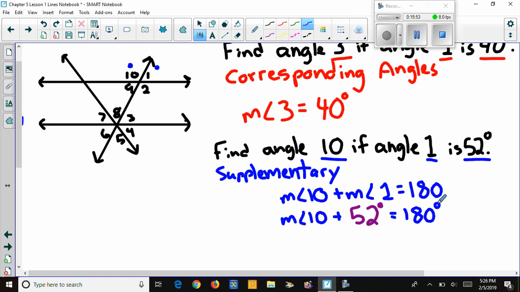In order to figure out what angle 10 is, I now need to subtract 52 degrees on both sides of my equation. And I can figure out that the measure of angle 10 is equal to 128 degrees. Let me double check here.